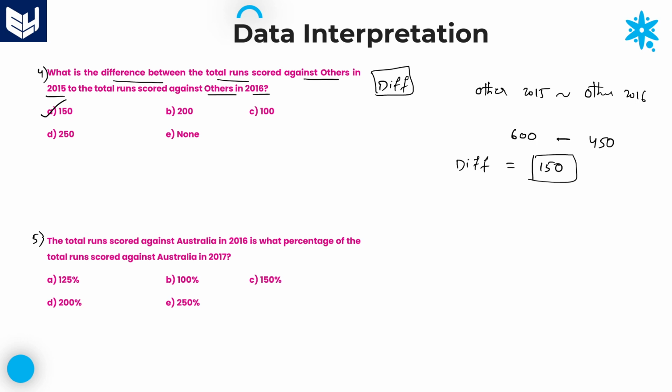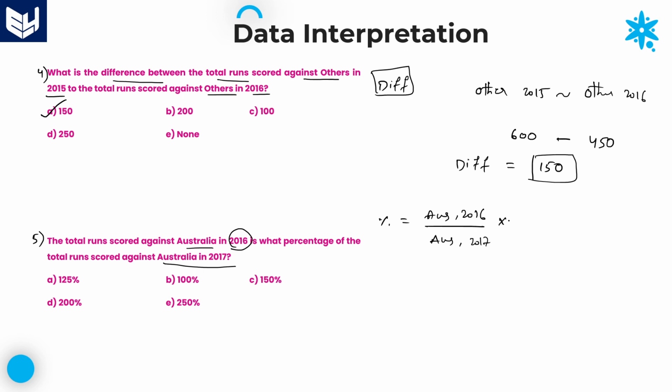Last question in this Caselet data interpretation. See here, the fifth question. The total runs scored against Australia in 2016 is what percentage of total runs scored against Australia in 2017? So here we need to calculate the percentage. The number of runs scored against Australia in 2016, this particular value, what percentage of the number of runs scored against Australia in 2017?